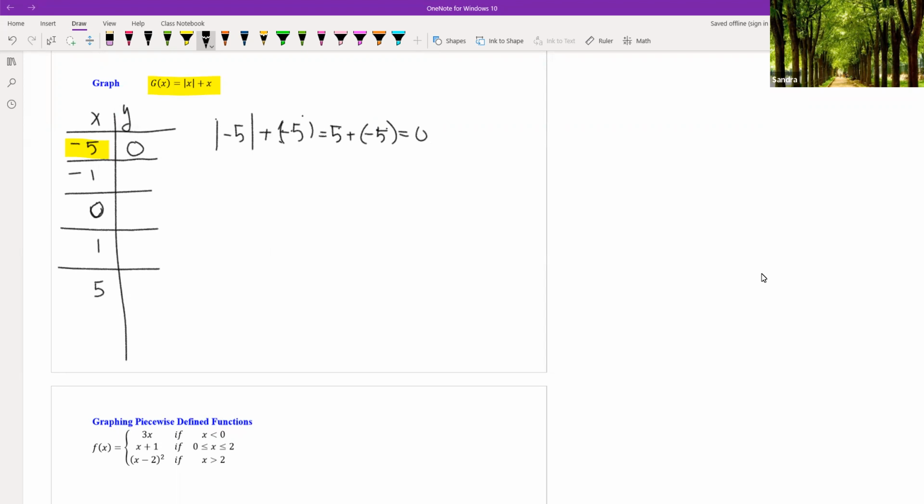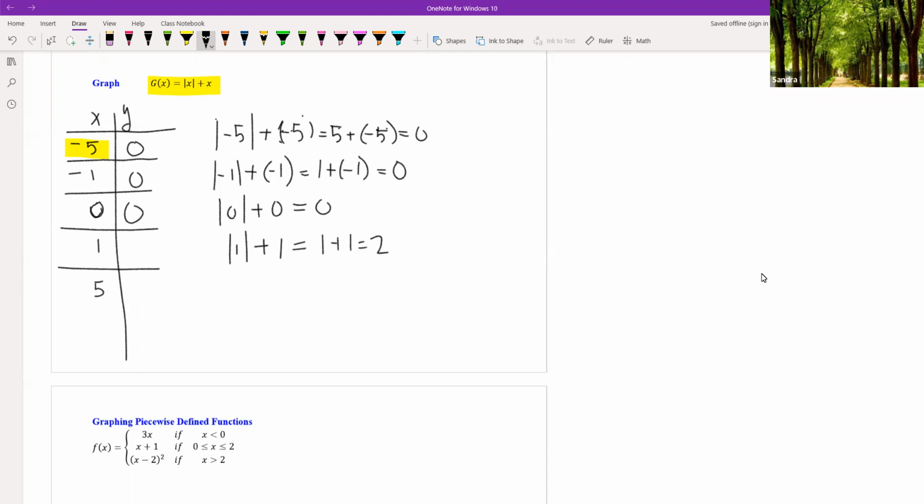Okay, I'm gonna plug in the -1: absolute value of -1 plus a -1 will be equal to a 1 plus a -1. That's still a 0. Plug in the 0: absolute value of 0 plus 0 will give me 0. Plug in the 1: absolute value of 1 is 1, plus 1, that gives me a 2. Plug in the 5: absolute value of 5 plus 5 should give you a 10.